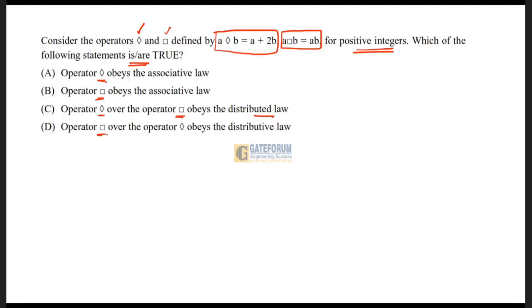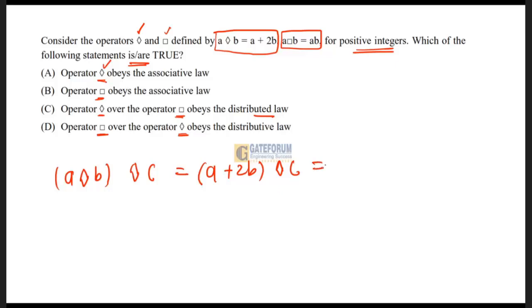Or option D, operator rectangle over operator diamond obeys the distributive law. So we need to scan one by one in order to check them. Let's say I am checking the first one, operator diamond obeys associative law. So I need to write it like (A diamond B) diamond C, because the only rule is associativity, nothing else. A diamond B is equal to A plus 2B, and I need to make a diamond here with C if they follow associative law.